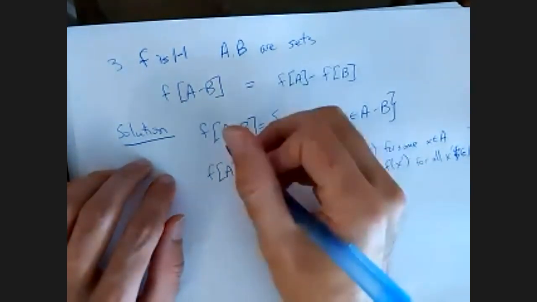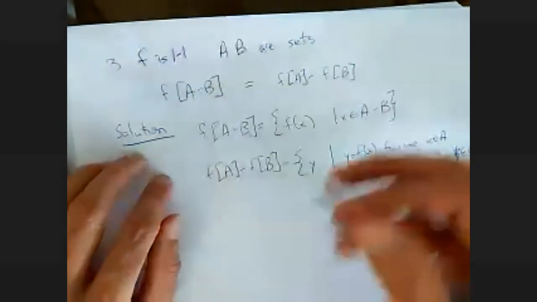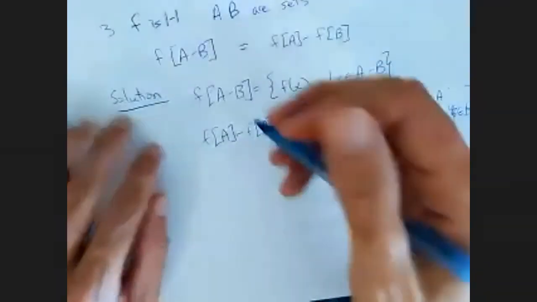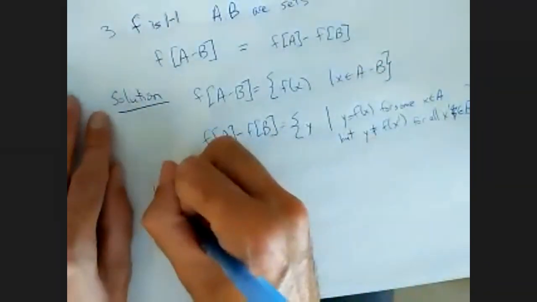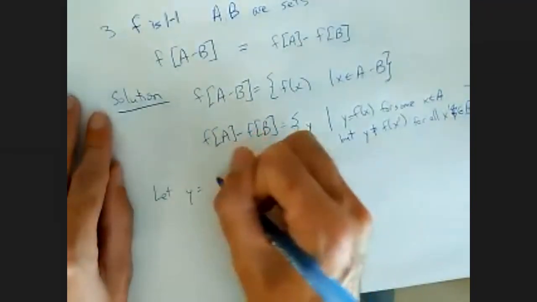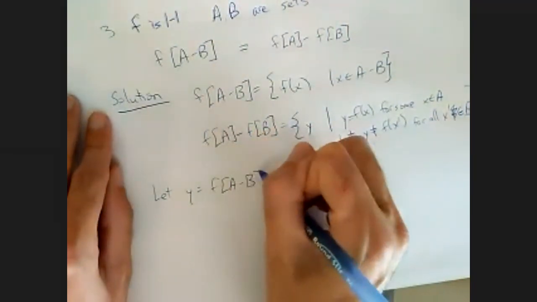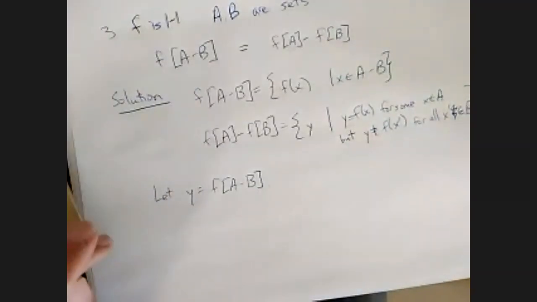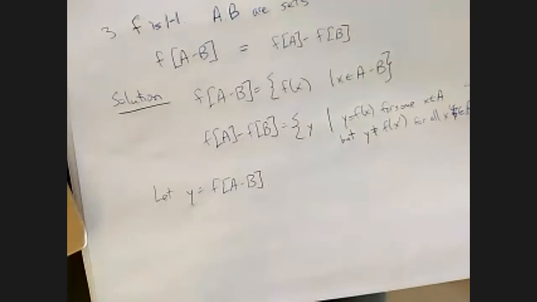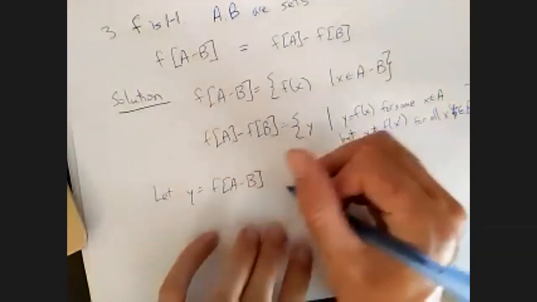Okay, so we just let Y be in one side and try to prove it is on the other side, and then vice versa. So let Y be in F of A minus B. Well then you can write Y equals F of X.